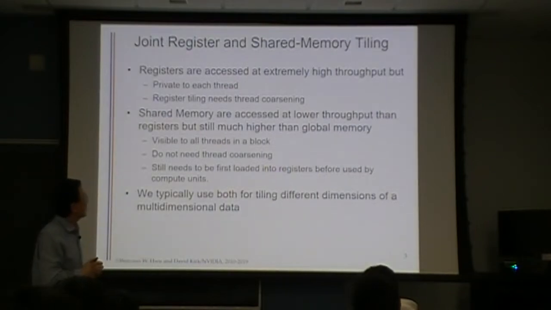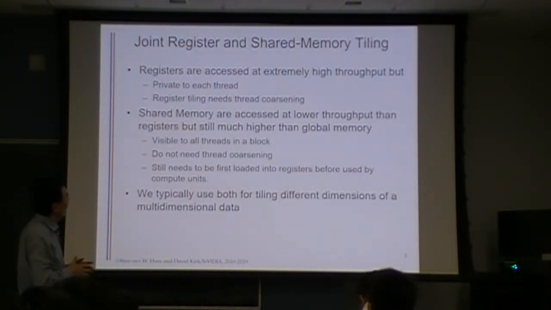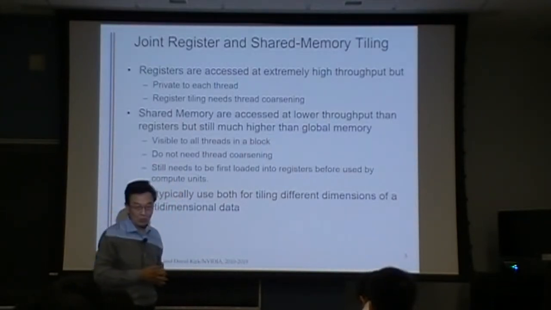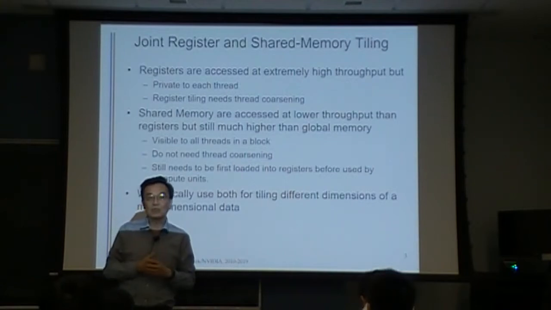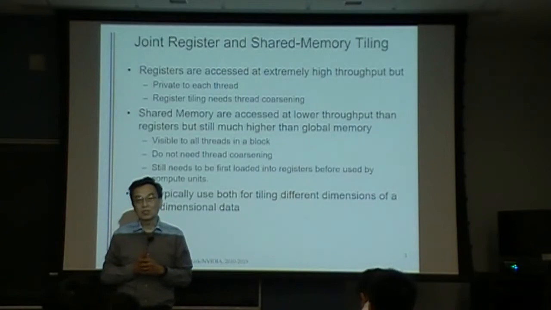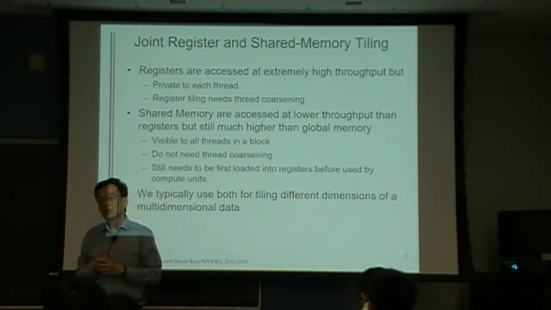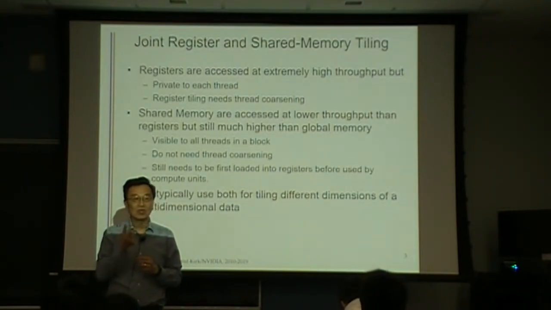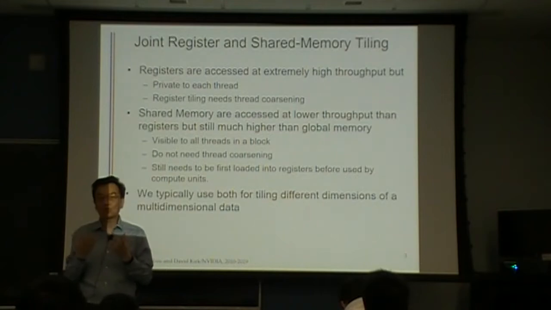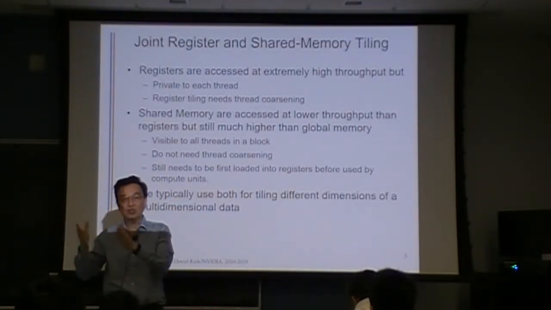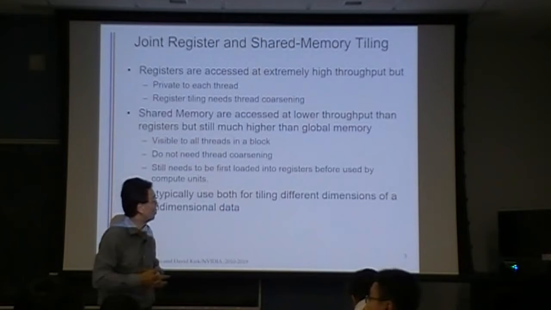Shared memory is accessed at a lower throughput than registers, but still much higher bandwidth than global memory. If you put data into shared memory, you get at least an order of magnitude magnification in your access bandwidth. But keep in mind, you still need to access that data as memory data. You still need to use a load instruction. It's just that the load instruction has much shorter latency and much higher bandwidth than if you have to go to the L2 cache, or in the worst case, to the DRAM.